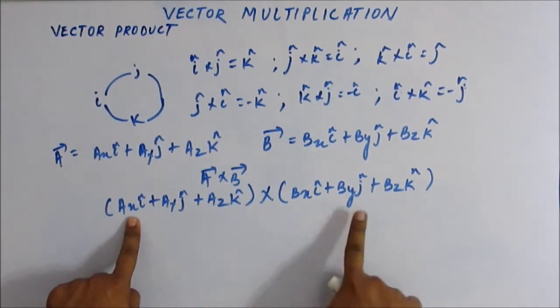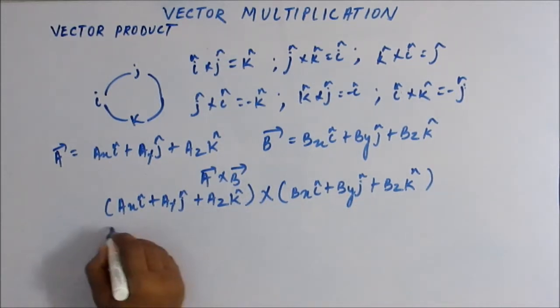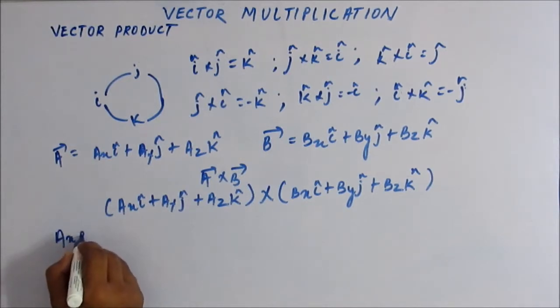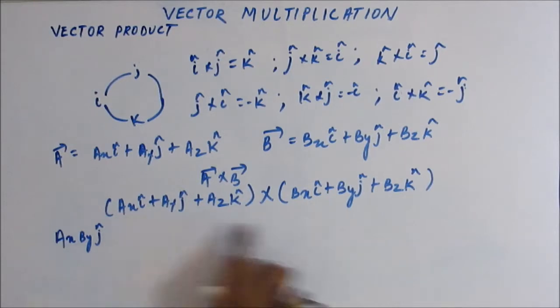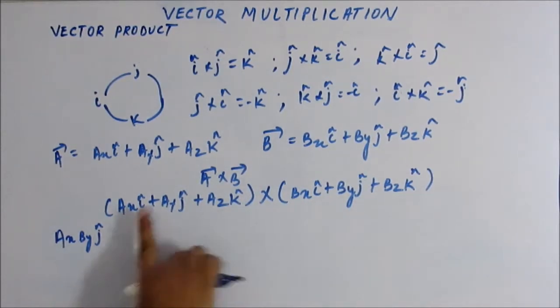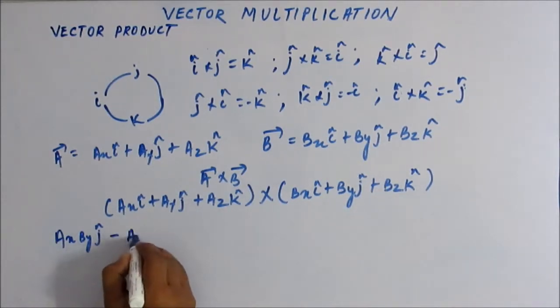ax i cap into by j cap. i into j is k. So what you have is ax into by k cap. Now ax i cap into bz k cap. k cap into i cap is j cap, but here we are having i cap into k cap. That would be minus j cap.